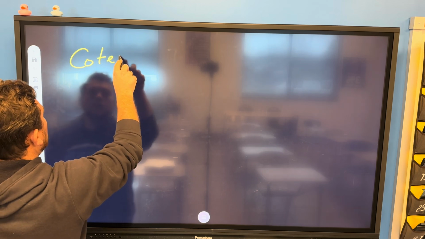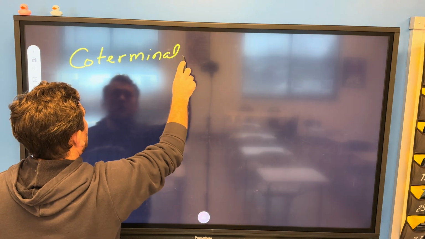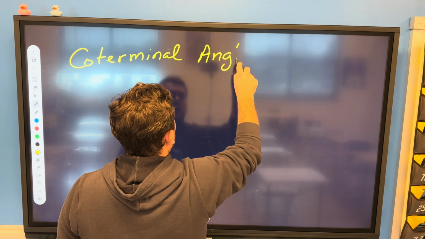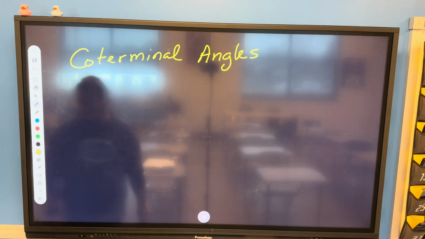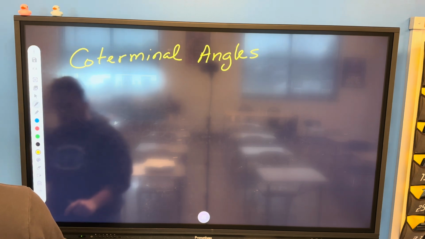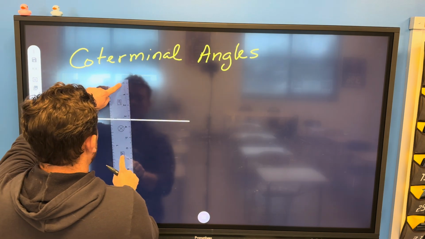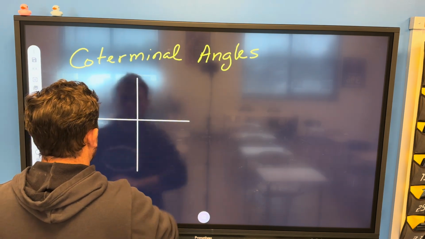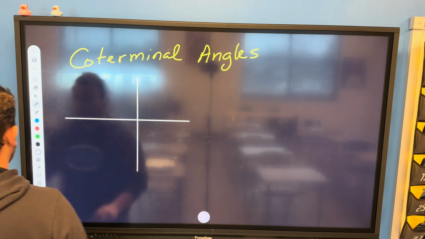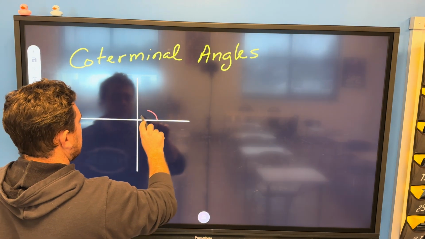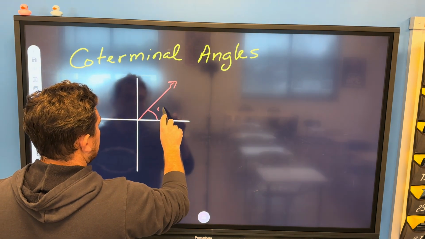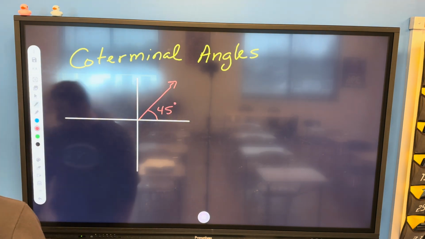Let's look at, okay, we want to now look at coterminal angles. So let's say we have our XY axis again here, and let's say that we have rotated up a positive 45 degrees.